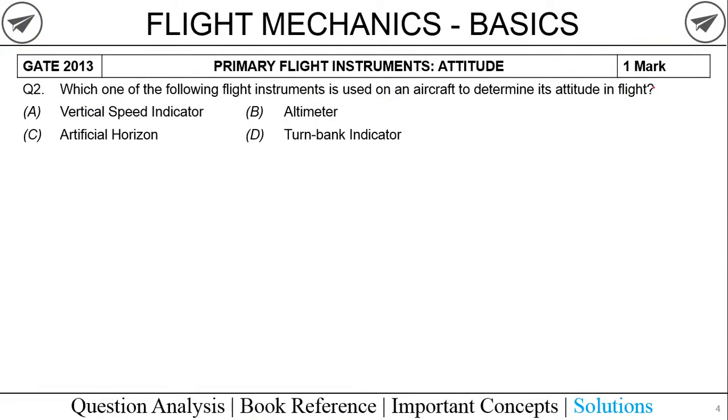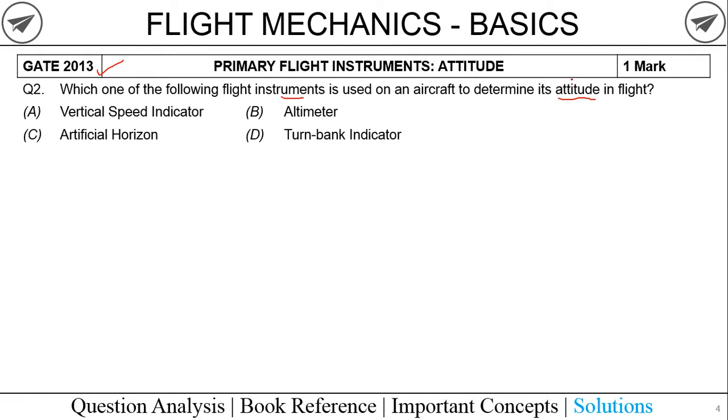Now dropping into the second question. This is a one mark question asked in GATE 2013. The question is, which one of the following flight instruments is used on an aircraft to determine its altitude in flight? So they are basically asking for the instrument which measures the altitude of an aircraft.